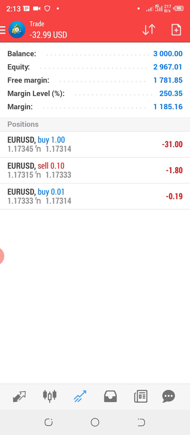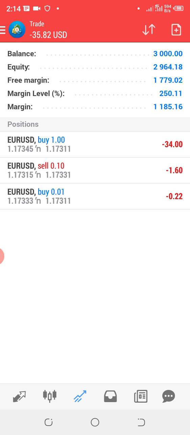Remember I told you that changing 1 pip for a mini lot is $1, while changing 1 pip in one standard lot is $10. In this case, the spread is 3 pips. But for the Euro/USD mini lot, it's still minus 1.40, while the micro lot is still 0. So the change in 1 pip of micro lot is 0.1 USD.